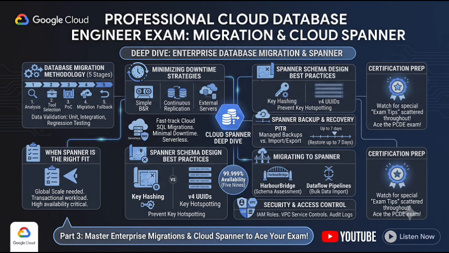Okay. So imagine a hypothetical company. Let's call them Globex Retail. Classics. Right. They have a massive on-premises data center. They want to move to Google Cloud.